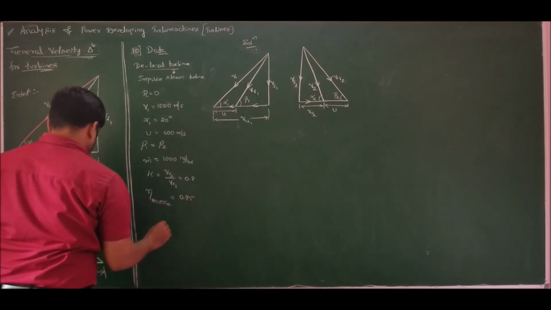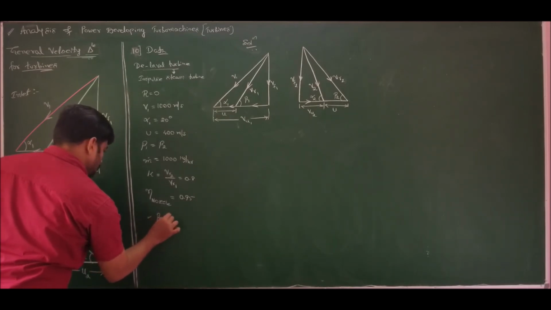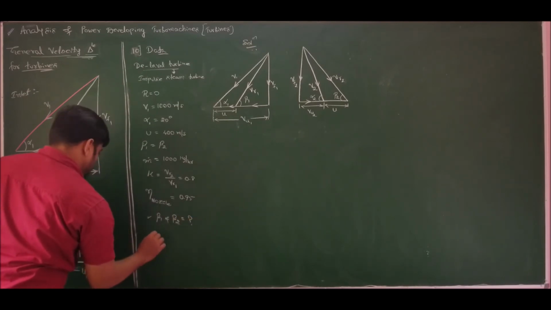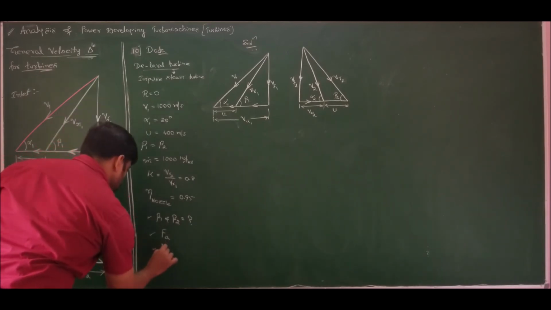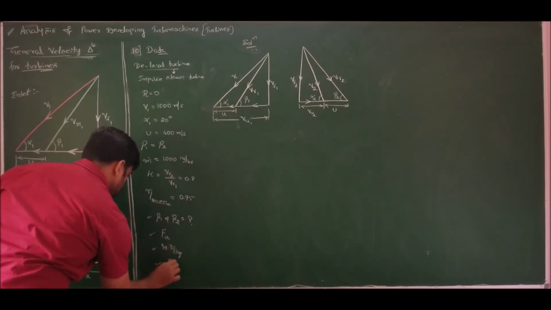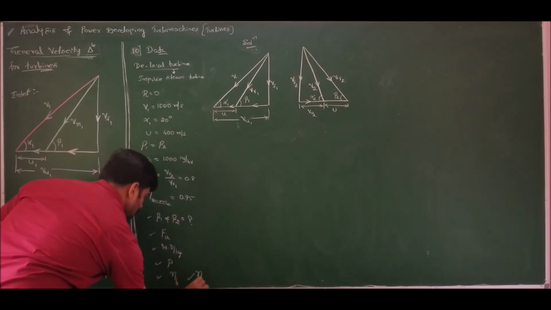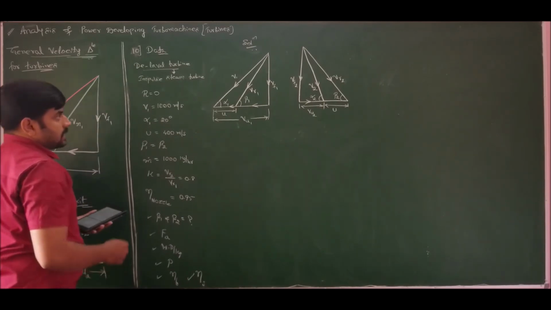Calculate the following: blade angles beta 1 and beta 2, axial thrust FA, work done per kg of steam and power developed. Work done per kg. Since mass flow rate is given, he has asked for power developed also. Then he has asked us to calculate the blade efficiency and stage efficiency. So all these things should be calculated for this problem. Let us solve this problem.